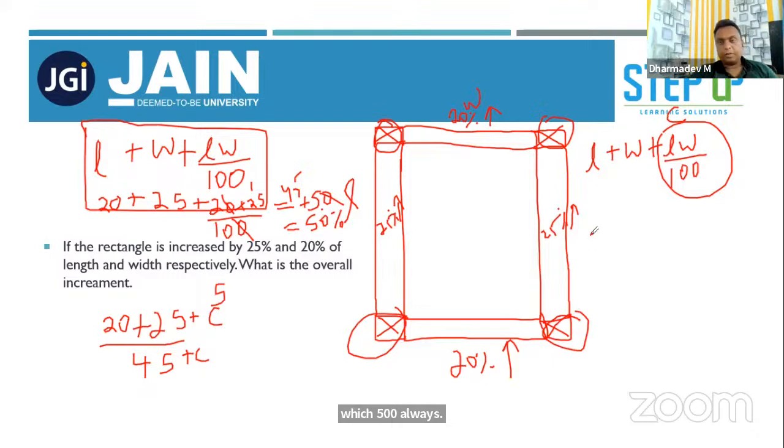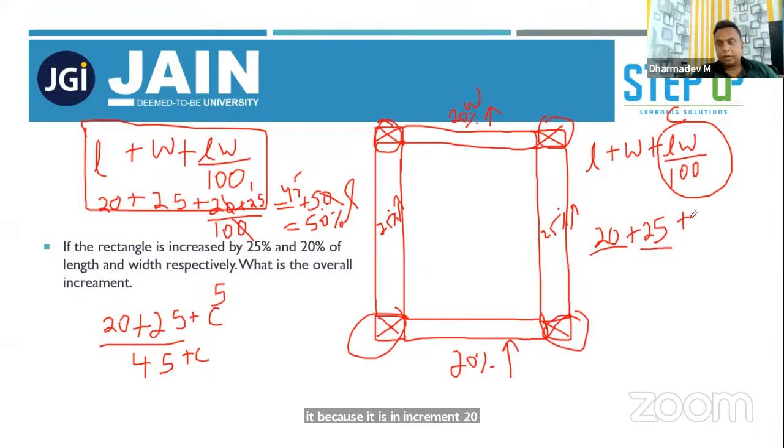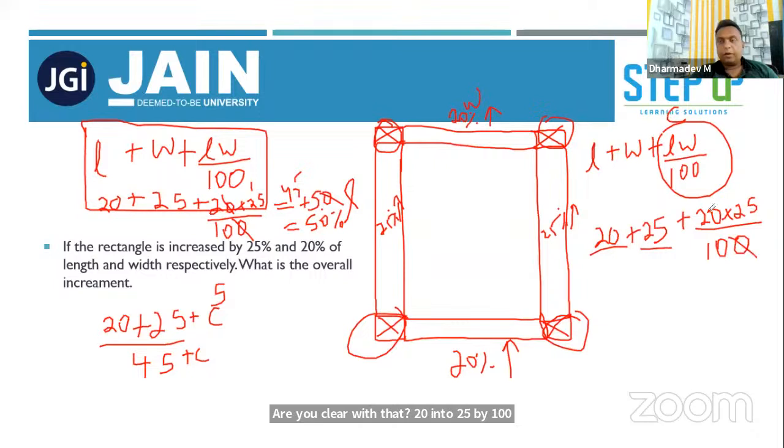So 25 plus 20 or 20 plus 25, whatever you want. Increment, that is why it is in addition. Why are we adding it? Because it is an increment. 20 plus 25 plus 20 into 25 by 100. Are you clear with that? 20 into 25 by 100: 25 into 20 is 500, divided by 100 is 5. So 20 plus 25 plus 5.